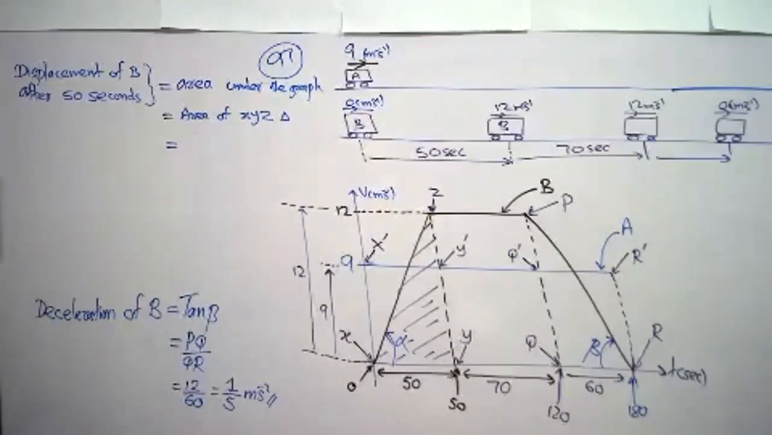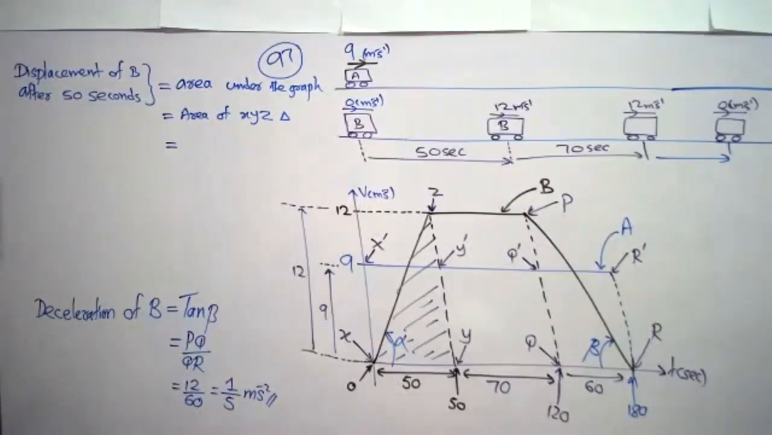I asked you to find the displacement of vehicle B during the first 50 seconds. The displacement is equal to the area under the graph. If you consider the first 50 seconds, the graph is a triangle, XYZ triangle. Therefore, area under the graph means area of the XYZ triangle. So you just want to find the area of the XYZ triangle, and that is the displacement of vehicle B during the first 50 seconds. Find that and send your answer to my Zoom chat. Start there.